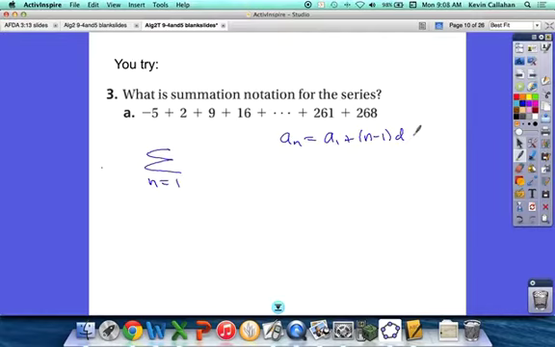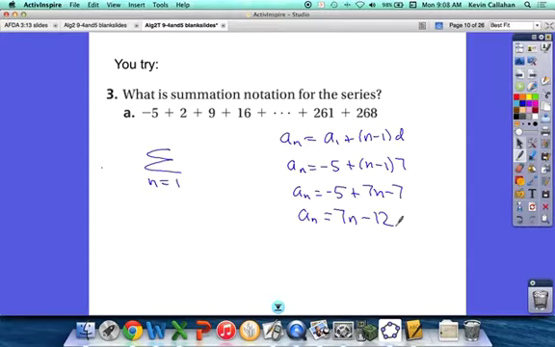What was the formula? Anybody? Anybody get that formula? So that's what goes here. 7n minus 12.